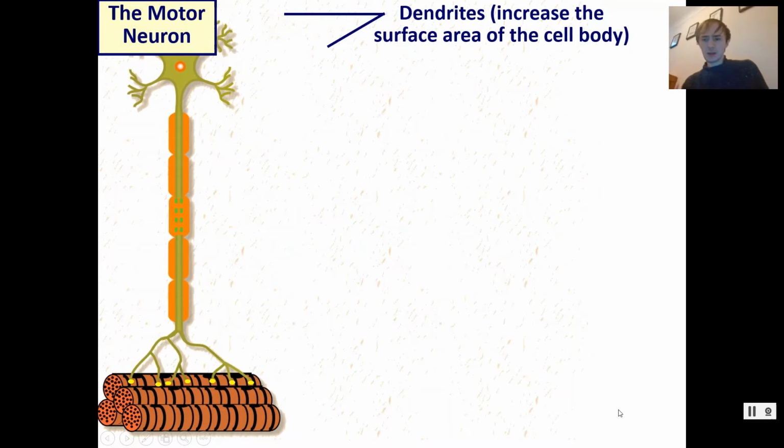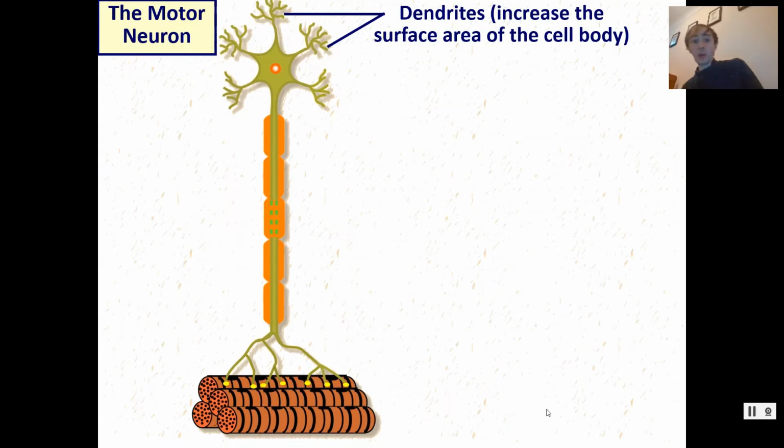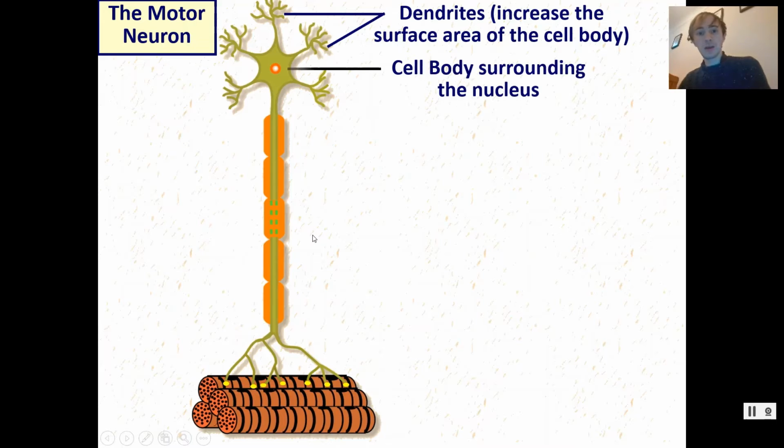So to start with, we've got these things called dendrites. Now dendrites are where information is going to come into the neuron. So electrical impulses are going to start at the dendrite. The dendrites are therefore either going to be attached to receptors, if you're a sensory neuron, or in the case of a motor neuron like this one, they're going to be attached onto other neurons, usually relay neurons in this case. Now those dendrites lead straight into the cell body.